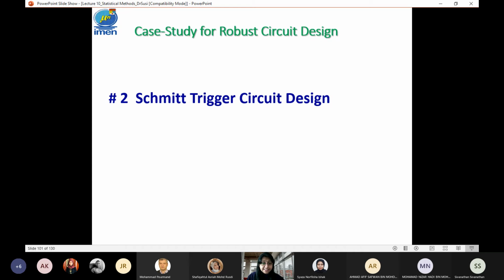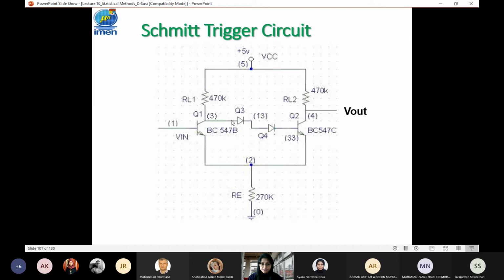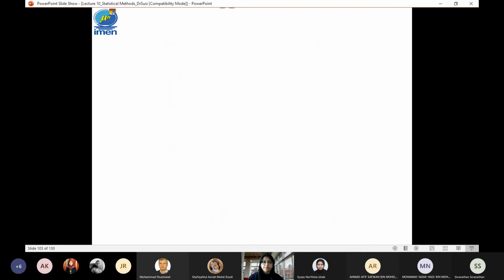Okay, so the next one is a circuit design. What we are trying to do is get insensitivity to temperature. This is a Schmitt trigger circuit. If you see here, there are some resistor values, and also we have some diodes with a gain, and we are trying to see how we can optimize this circuit so that we can reduce the dependence on temperature for this particular circuit.